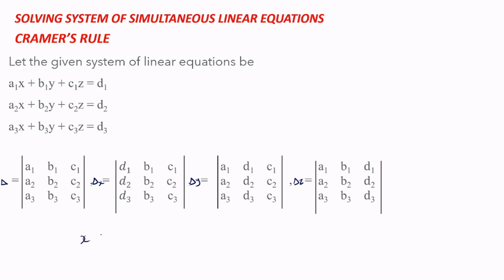From this we find x as delta x upon delta, y as delta y upon delta, and z as delta z upon delta. So this is how we can use Cramer's rule when we have a system of linear equations in three unknowns.